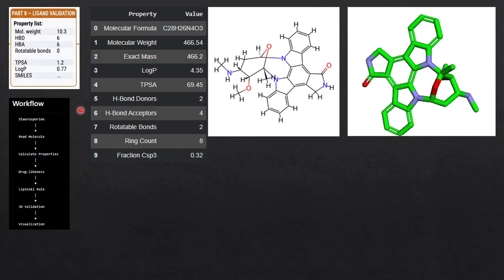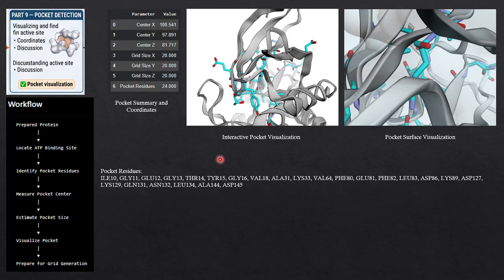The ligand validation, as we have seen, has generated the 2D and the 3D structures. After this you can see the pocket detection. There is the interactive pocket visualization, and then the pocket surface visualization, and it will also show the residues to which the binding will be taking place.